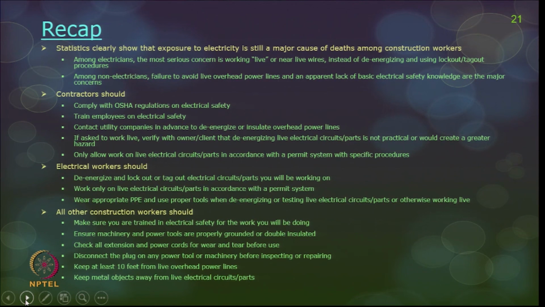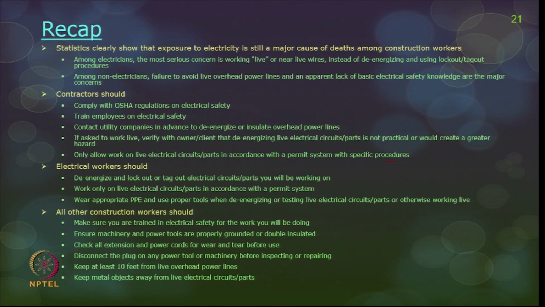So, what should the contractors do? Comply with OSHA regulations on electrical safety, train employees on electrical safety, contact utility companies in advance to de-energize or insulate overhead power lines. If asked to work live, verify with the owner or client that de-energizing live parts is not practical or would cause a greater hazard. Only allow work on live electrical parts or circuits in accordance with the permit system with specific procedures.